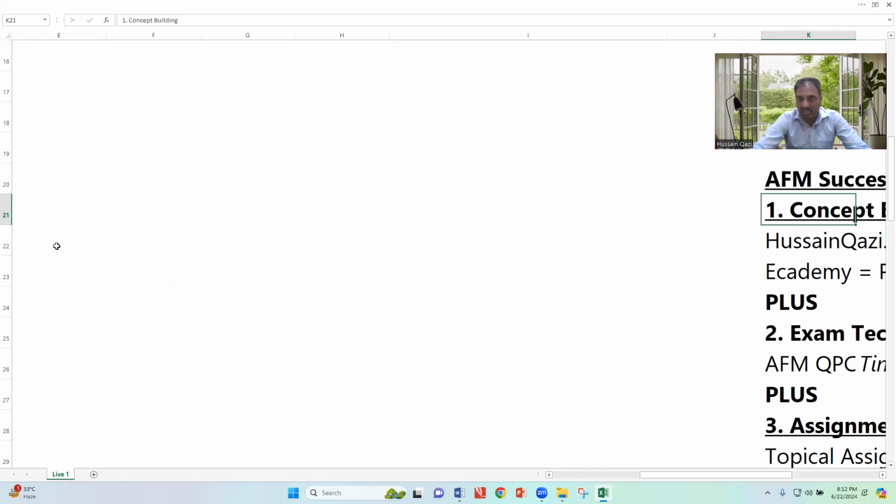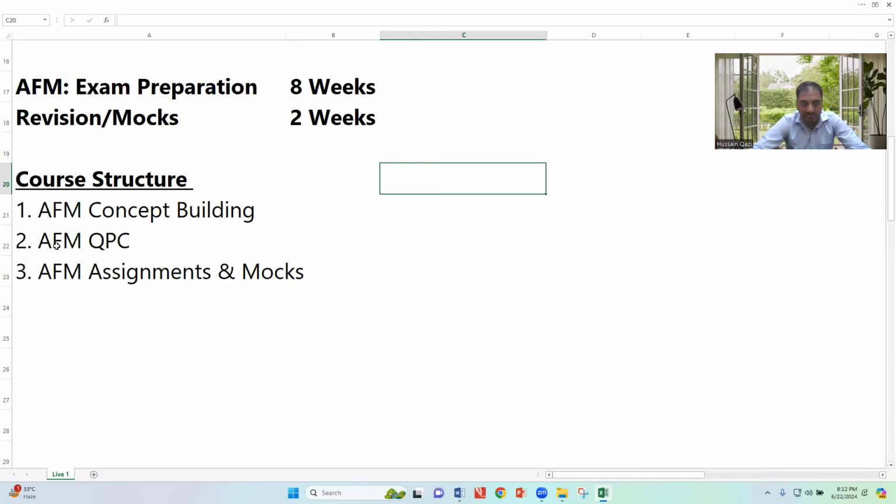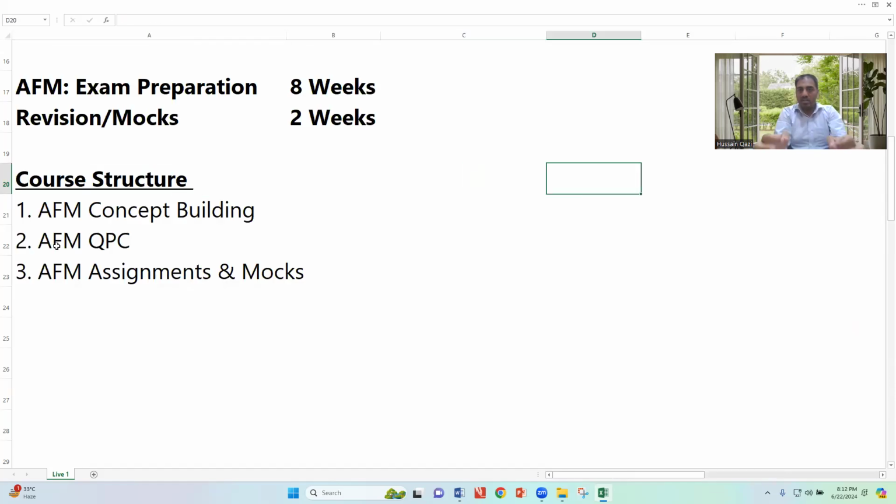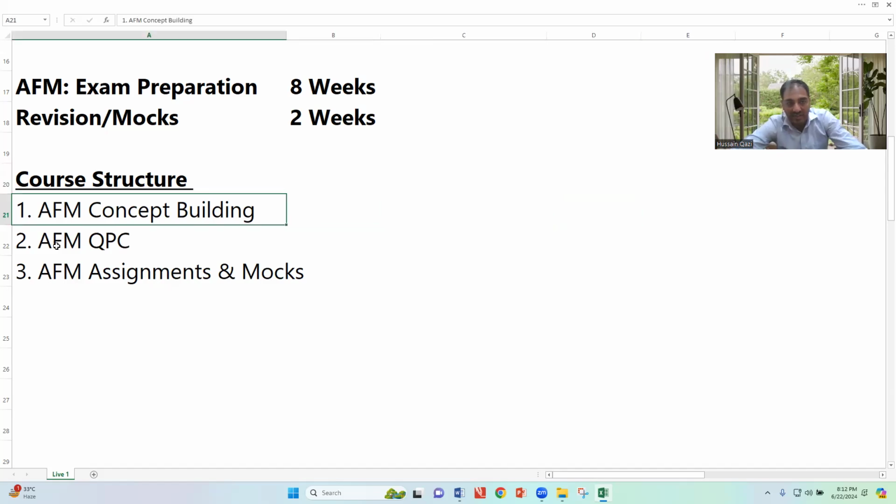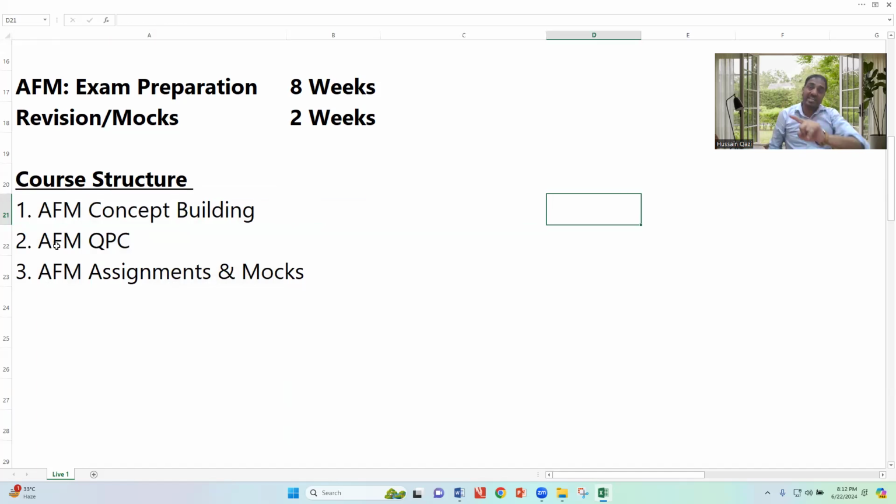So I'm going to explain the course structure one by one. What is the meaning of concept building? Students, if you want to succeed in your upcoming AFM exam, you need to be aware of a very important thing: there are three important variables to get success. The first variable is knowledge of the entire syllabus, and we will cover that knowledge with AFM concept building. Knowledge, number two, concept building, and 100% knowledge is not enough to pass your exam.